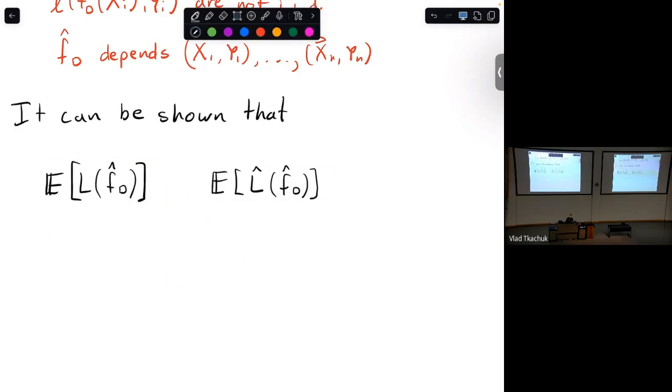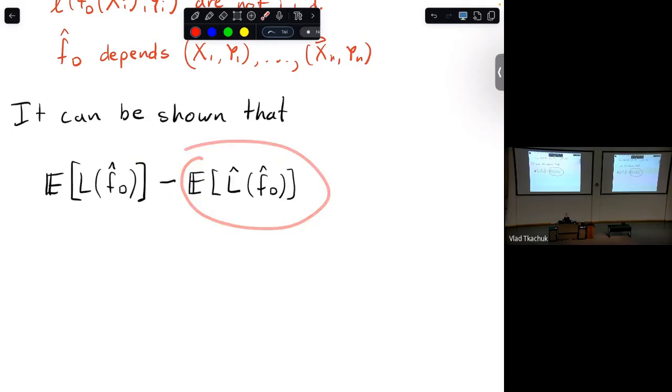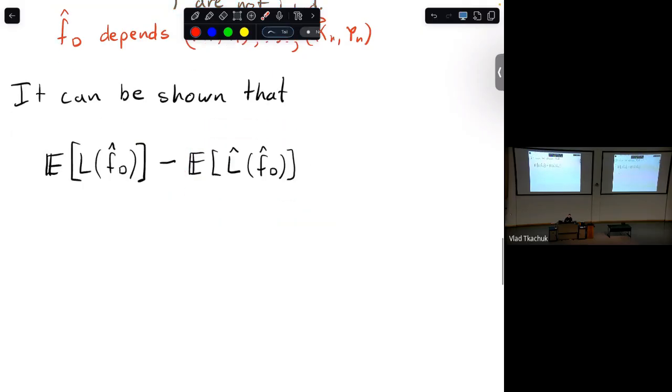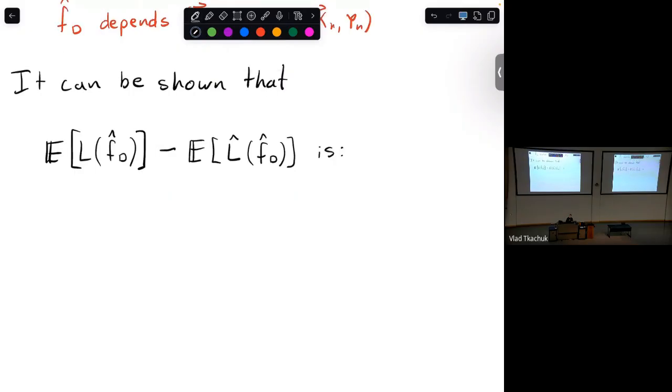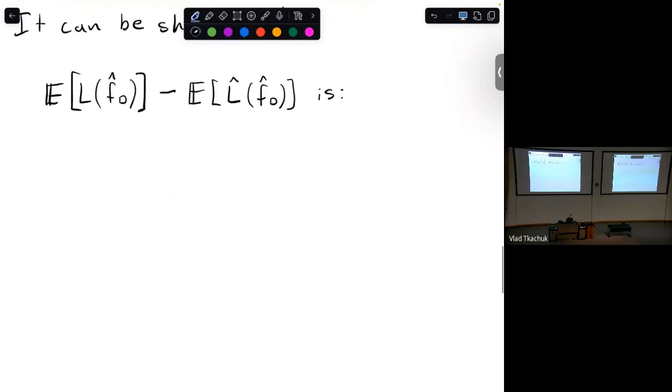So this is our true risk. This is the thing we want small. And this is the thing we actually minimize. We're going to take their difference, and we're going to ask, how large is this difference? And you should keep in mind, this is the thing we're making as small as possible, really. So we want to ask how much smaller this is than this. And so it can be shown that the following holds.